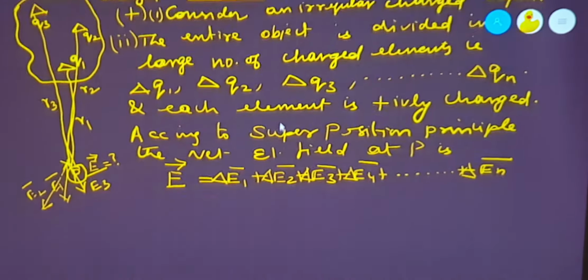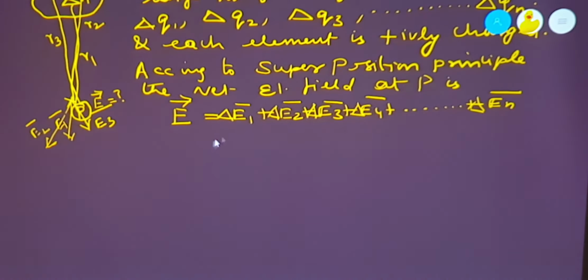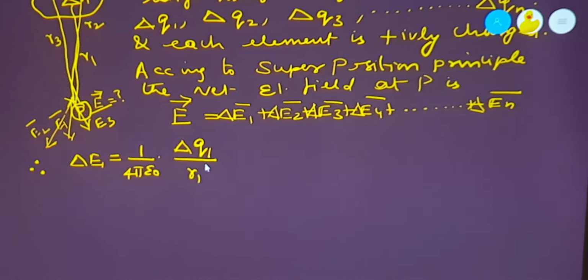Now what I have to consider is the formula for the value of delta E1, the value of delta E2, the value of delta E3, etc., and then I have to take the vector sum. So first of all, I am writing the value of delta E1. Delta E1 is 1 by 4 pi epsilon 0, times delta Q1 divided by the distance of Q1 from P, which is R1, so R1 squared, multiplied by R1 cap.